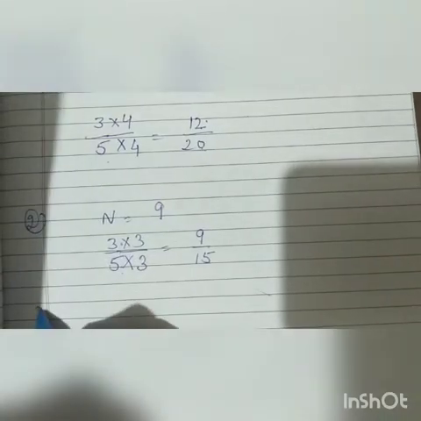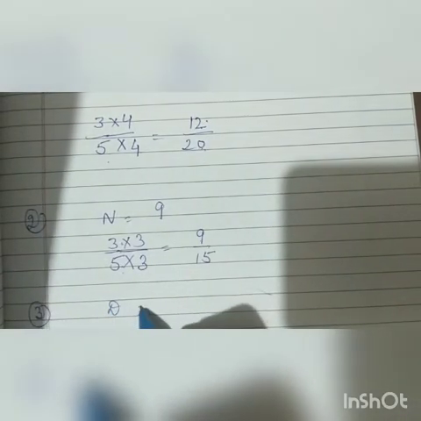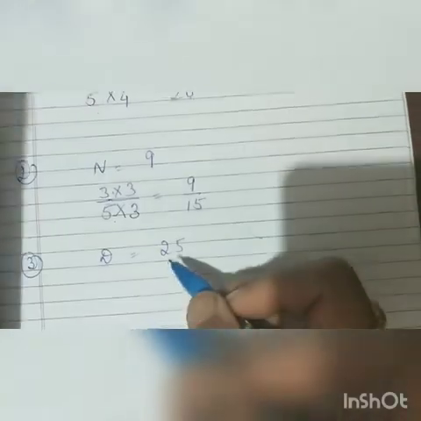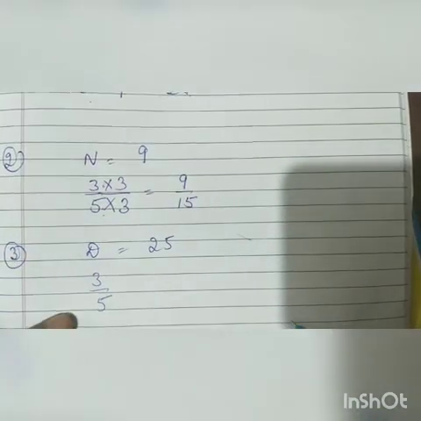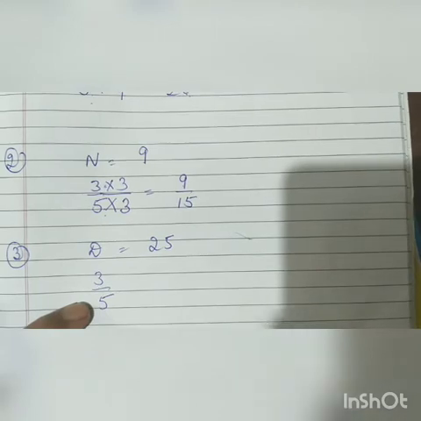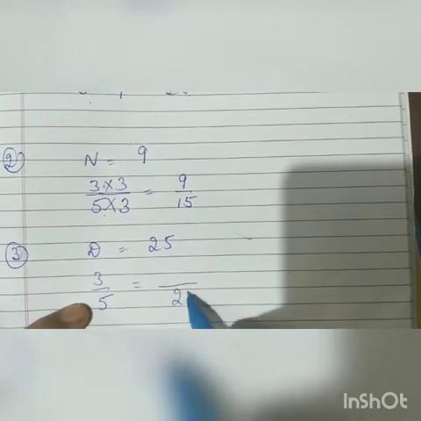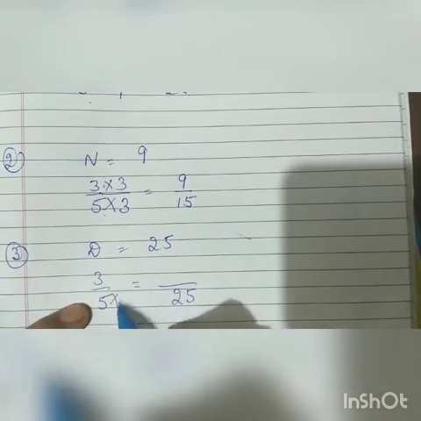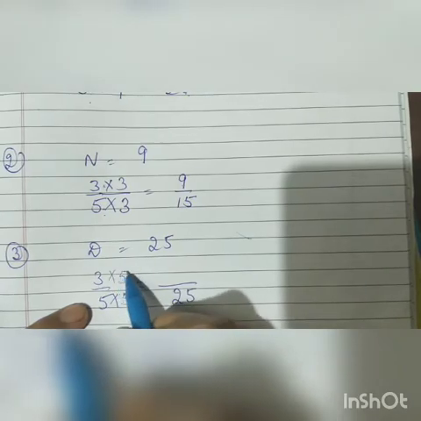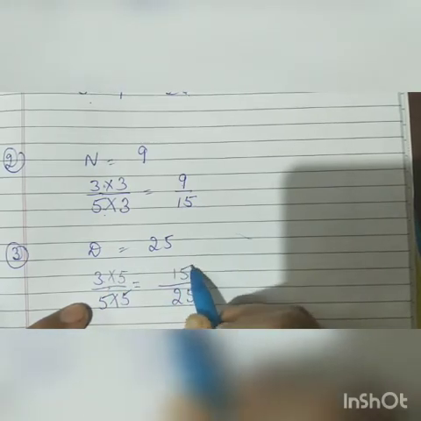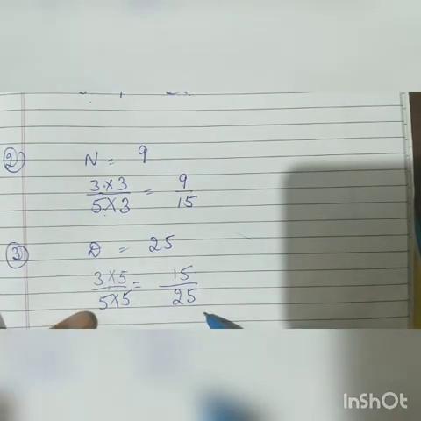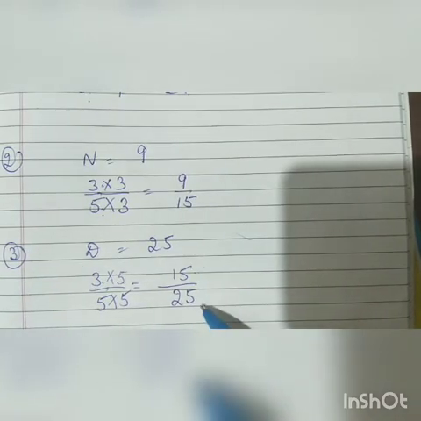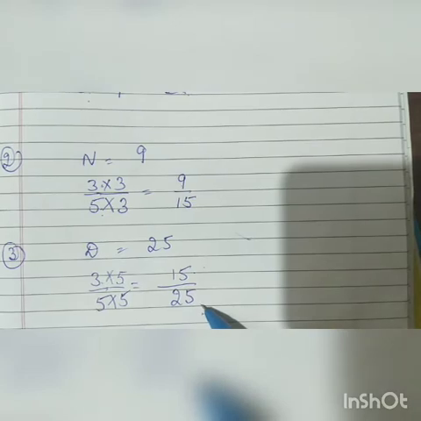Third is denominator 25. Fraction is 3 by 5. In 3 by 5, 5 is denominator. How will you make 5 as 25? You will multiply 5 by 5, 3 by 5. 3 5s are 15. It means 15 by 25 is equivalent to 3 by 5 with denominator 25. Now exercise 4.2.